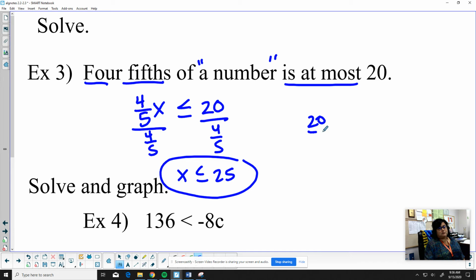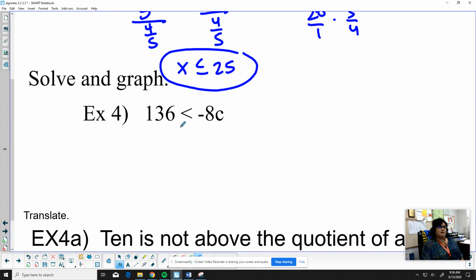Let me make sure. 20 over 1 times 5 over 4. Yeah, that's 25. Okay, let's try this one here. So it says solve and graph. So we're going to graph this one too.